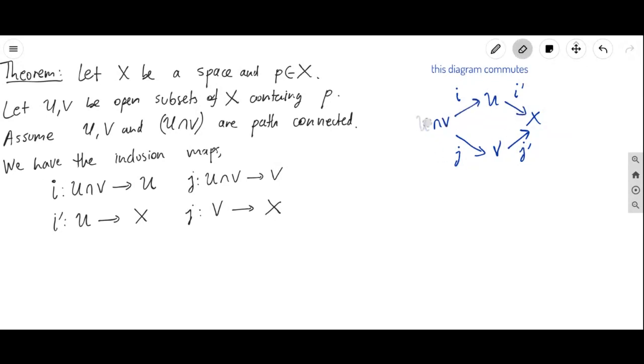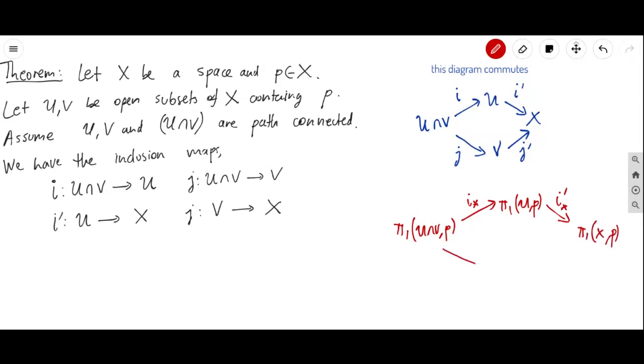Now if you apply the fundamental group functor, you're going to get a diagram that looks like this. You have pi 1 of U intersect V at P, and then this mapping, which we call I star, the induced mapping, to pi 1 of U at P. Then you have I star prime, to pi 1 of X at P. This is J star, to pi 1 of V at P, and we have a mapping going like this, which we call J prime star. And this diagram also commutes.